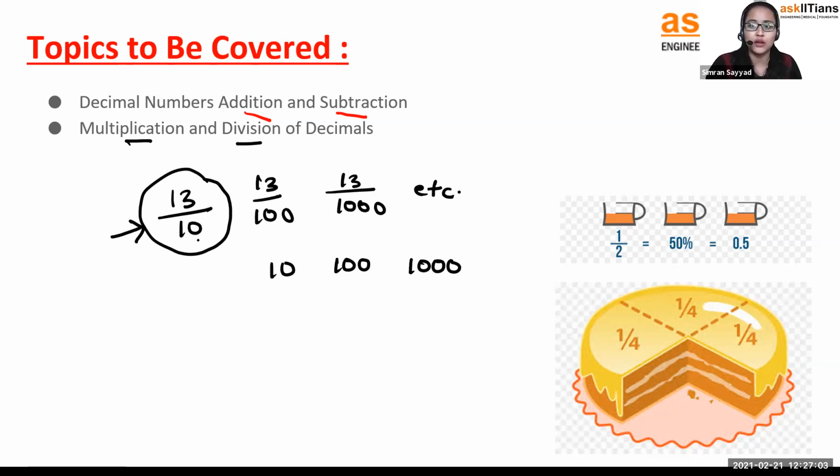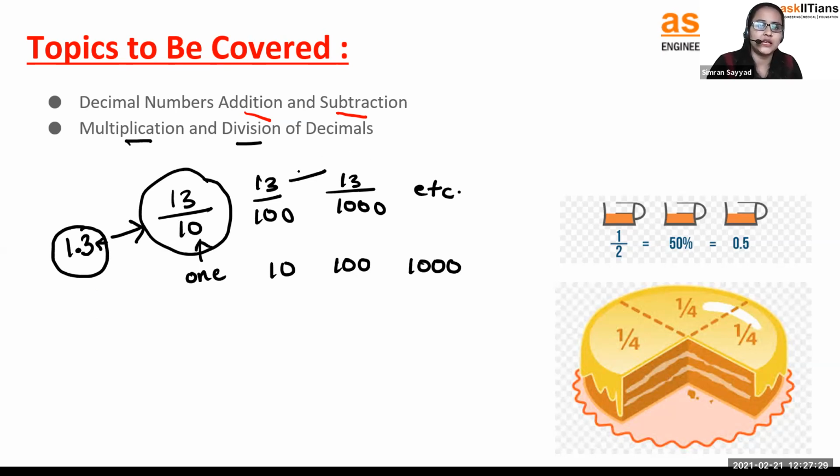What do you have to do? We have to count the number of zeros in the denominator. So there are how many zeros? Only one zero. So you have to write the numerator as it is, and from the left side, you have to give one decimal point. So this is going to be the decimal of this fraction.